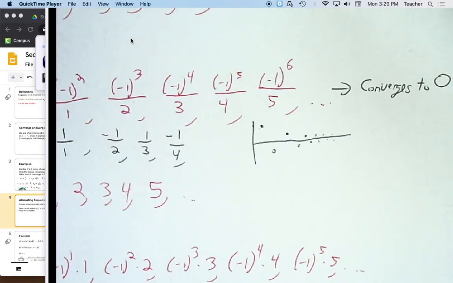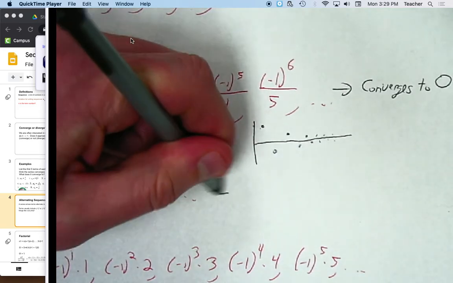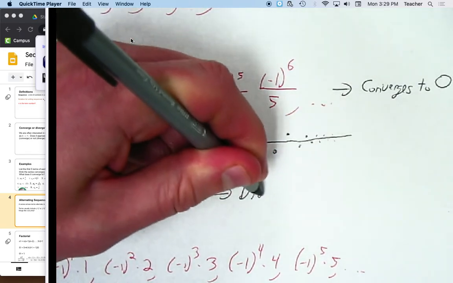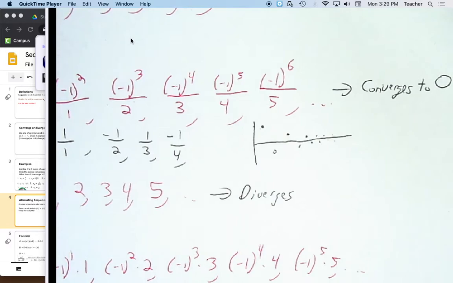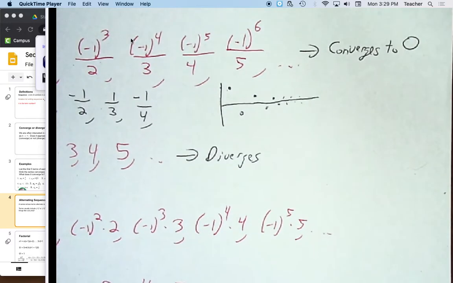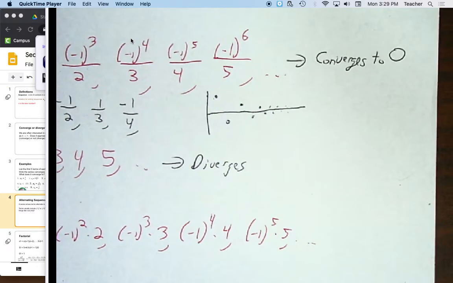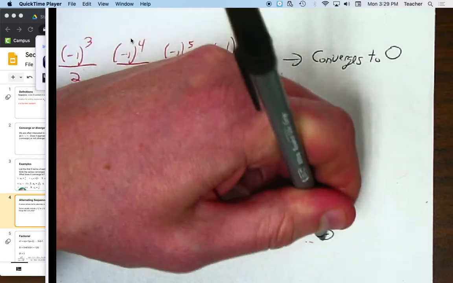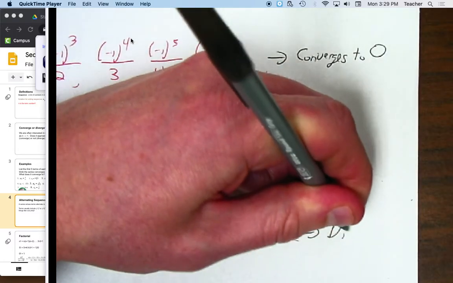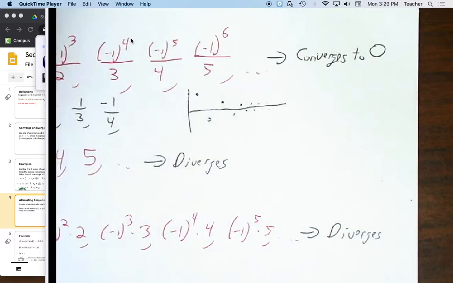Next one, just the list of integers. This is definitely not approaching a specific number. This is going off to infinity, so we say this diverges. Next one, alternating, but not getting closer to 0. So it's going back and forth between positives and negatives, but they're getting bigger and bigger. This one definitely diverges also.